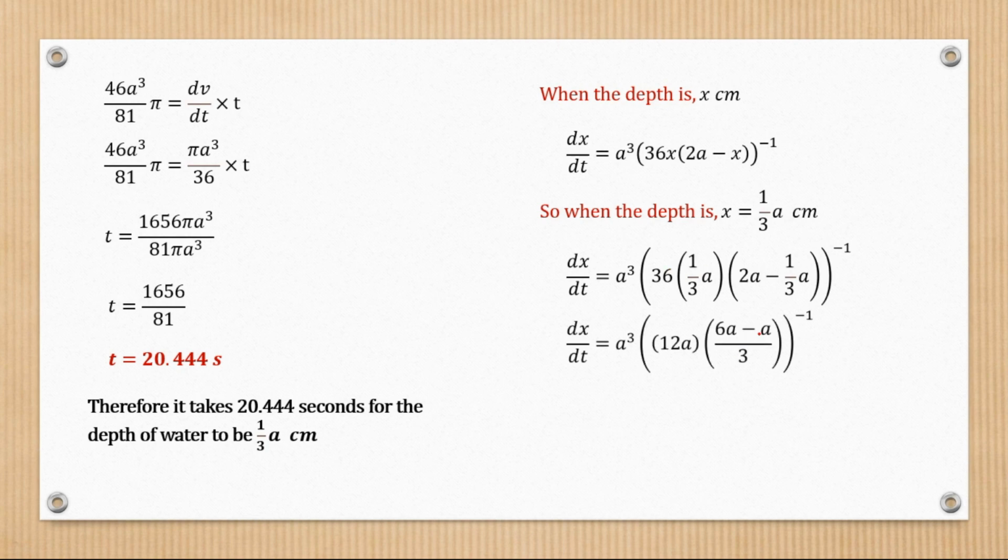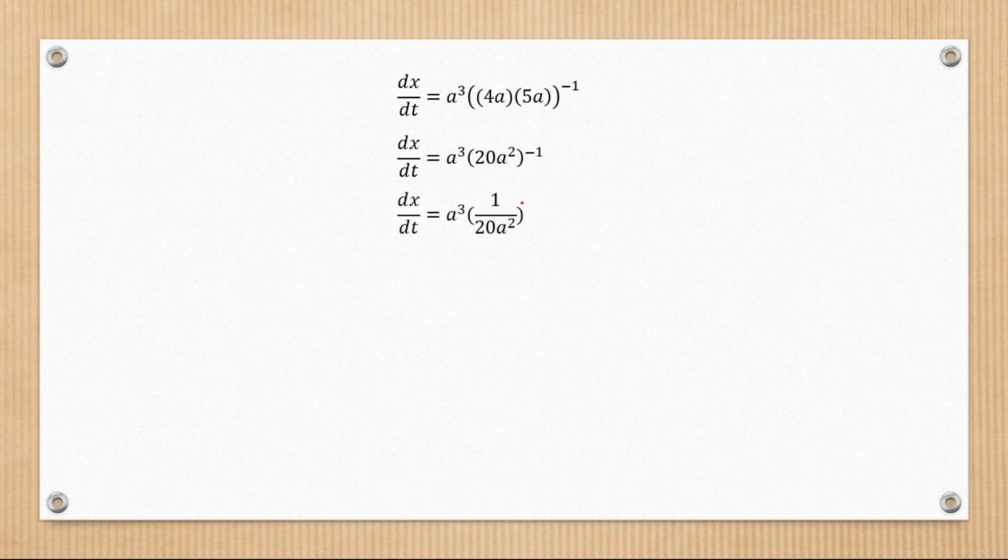So here I'll have 6a minus a, which is 5a, and then this is what I'll have right now. So multiply those values. Actually this 3 and this reduce, and I have 4a right here. So I have a cubed times that. So now this is what I have. Now 4a times 5a is 20a squared, of which I can take that down, and it shall be a cubed times 1 over 20a squared. So now when I multiply this, I'll be left with a over 20 centimeters per second.